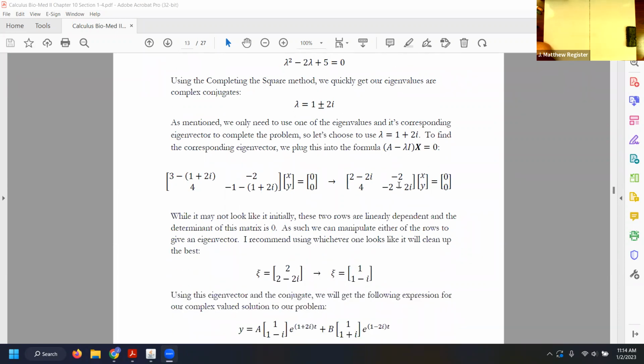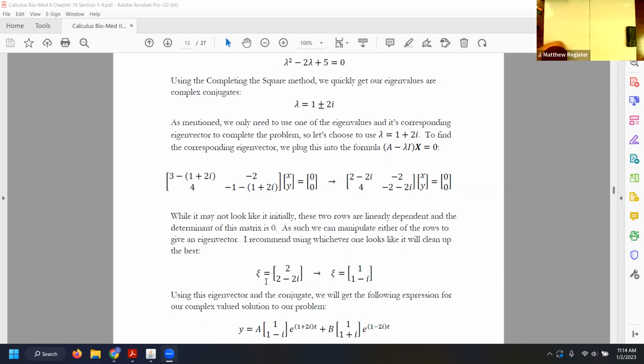When we plug it in and get the eigenvector, just the same way that we always have, we get this equation here. Now, it turns out these two rows, the first row and the second row, are going to be proportional to each other in much the same way that it is for real values. It's just harder to see because we have the complex numbers. You can use the first row or the second row to create an eigenvector. Choose whichever one is easiest.